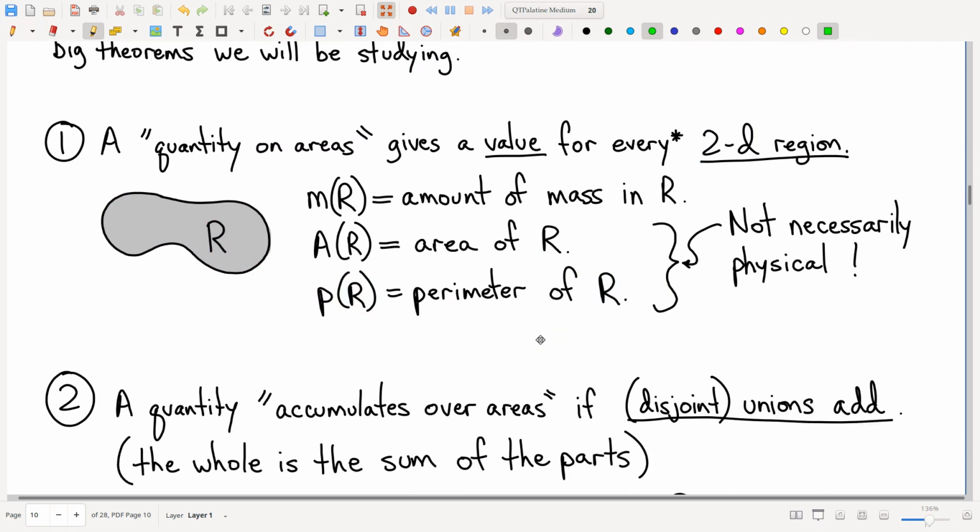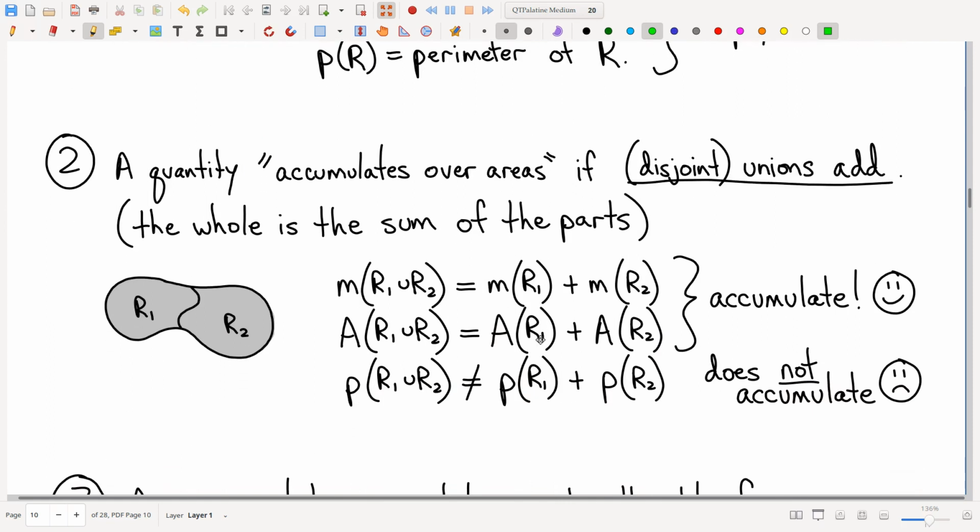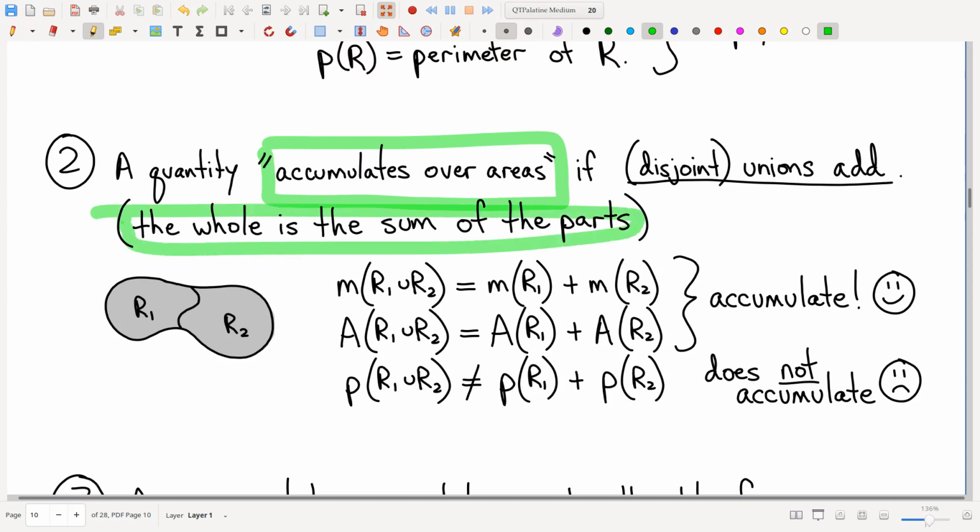All right. Now here's a tweak of that. Some quantities are special. Some quantities, the way I like to say this, are accumulating quantities. This is just a word that I like to use. You've heard me use that word before. We've actually done stuff with accumulating quantities. This is just a fancy way of saying the whole is the sum of the parts.